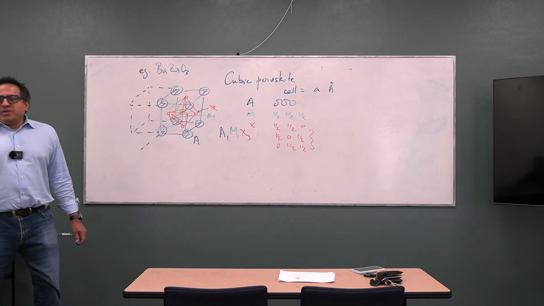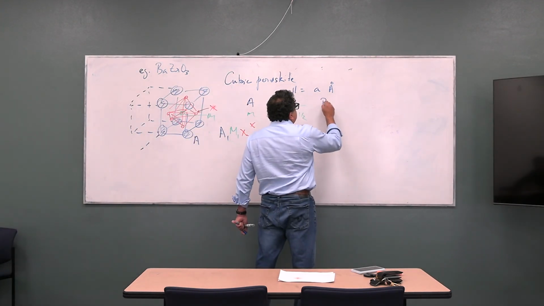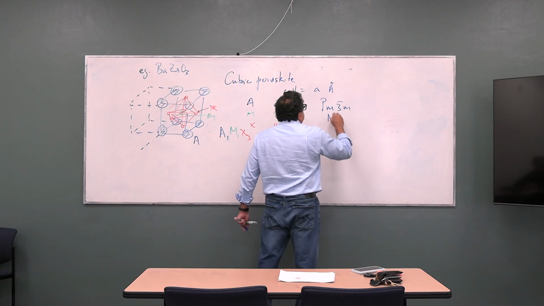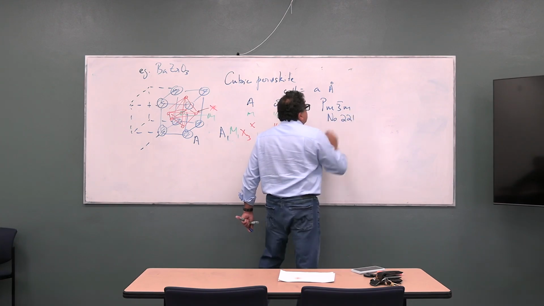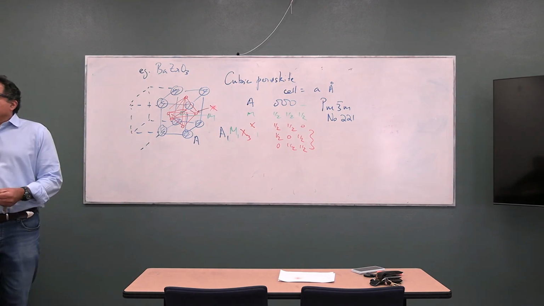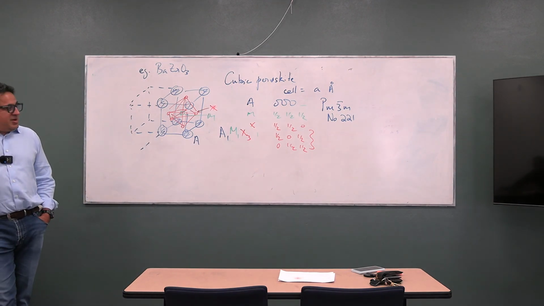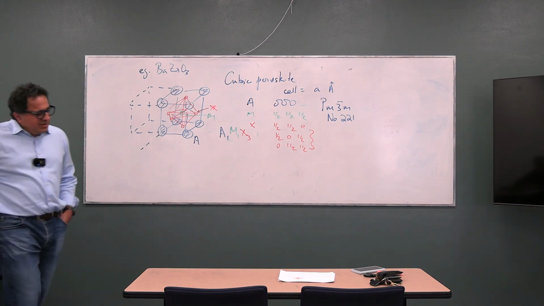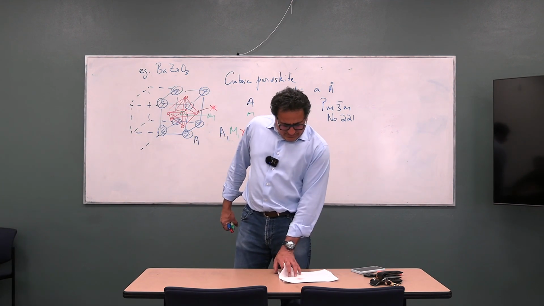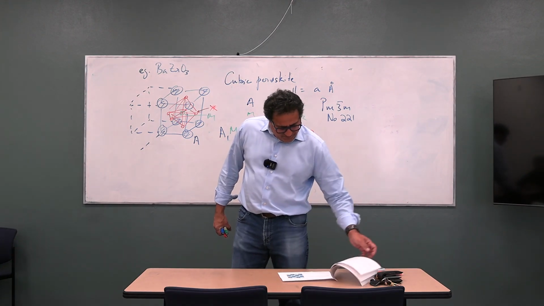And I would need one more piece of information. I would need to know what the space group is. So I would say this is Pm3̄m, and this is space group number 221. Okay? Am I right about 221? I hope I'm right. I should know this, but I might have to verify the number.